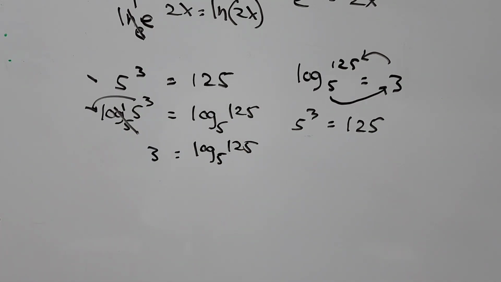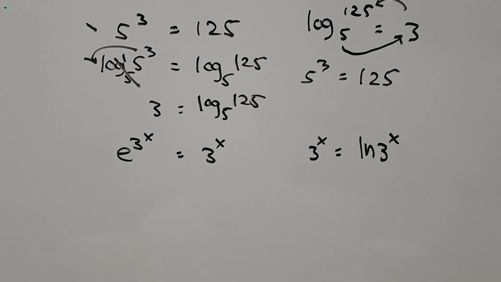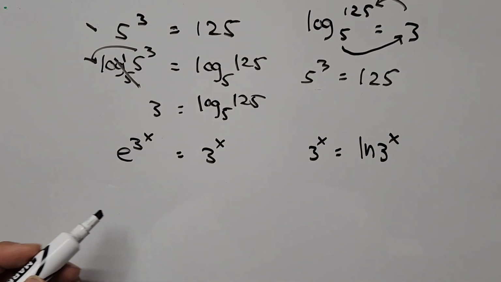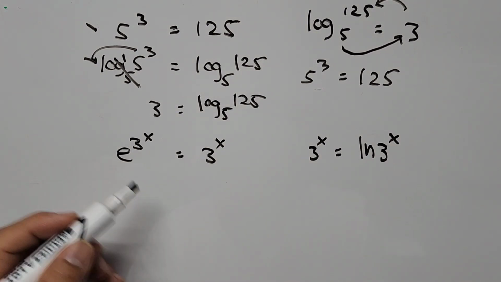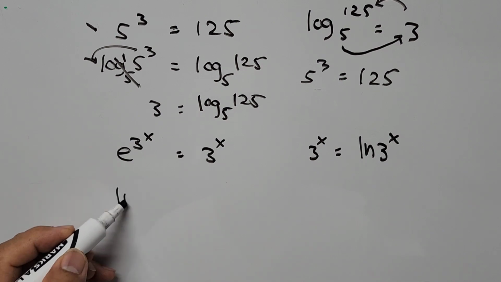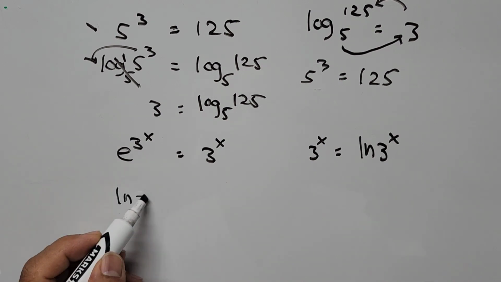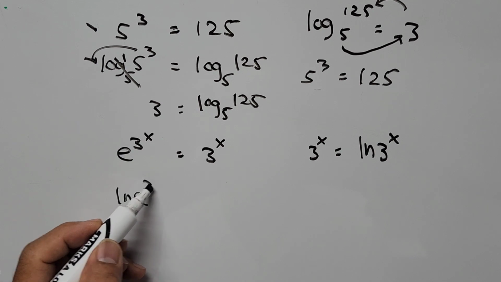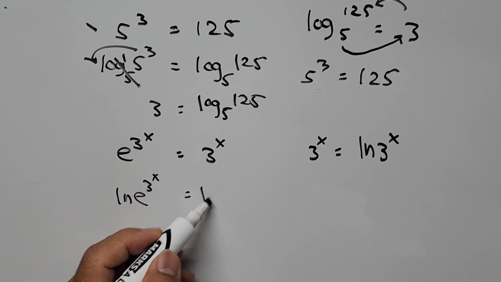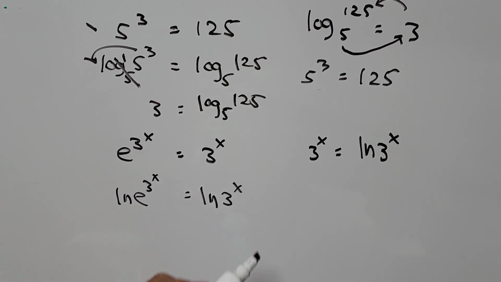Okay, so how about the other one? Here the base is e, so we use natural logarithm. So we take the natural logarithm on both sides: ln of e to the power of 3 to the power of x is equal to ln of 3 to the power of x.